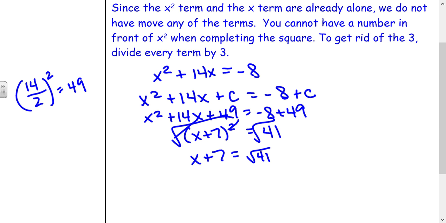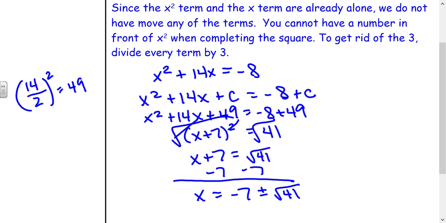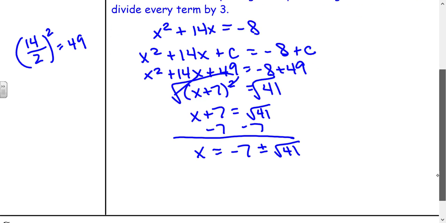Now, 41 cannot be broken down into any perfect squares, so that one is all the way simplified. So the only thing that we can do is subtract 7 from both sides to solve for x. So we would get x equals negative 7 plus or minus the square root of 41. Because the square root of 41 can be either positive or negative. So that would be the solution.